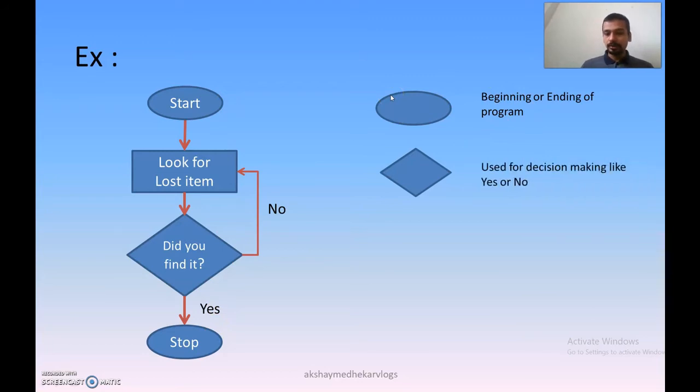This shape is used for decision making. Yes or no? We use it where we need to make a decision. This symbol we need to use there. Rectangle is used for a set of operations. So where we are not giving a decision, it is just a process, so we need to use a rectangle.